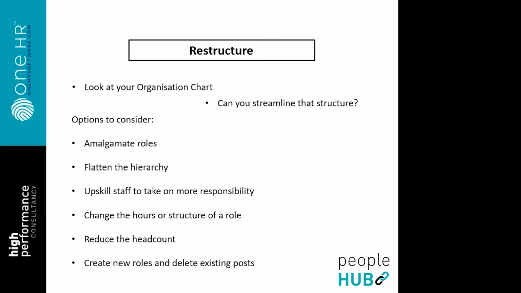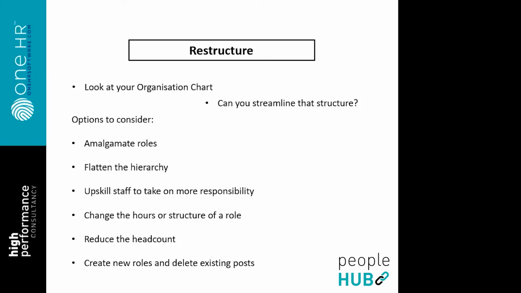Change the hours or structure of a role. You don't always have to cut headcount, even though in some instances I expect that will be the case. It might just be that you change the hours of a role. Have you got that administrator working a full-time role that could potentially be part-time, or do you have a receptionist who maybe works outside of the customer-facing hours? Do they really need to be there for that long?